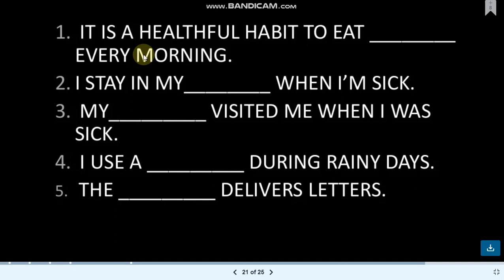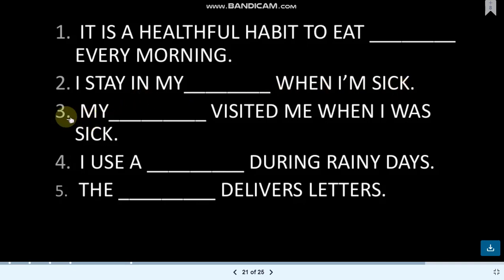Okay, assuming that 5 minutes is over, now let's answer number one. It is a helpful habit to eat dash every morning. What do you think is the best answer for this? Yes, good job, breakfast. So it is a helpful habit to eat breakfast every morning. Good job. Now let's answer number two. I stay in my dash when I'm sick. What do you think is the best compound word here? Very good. I stay in my bedroom when I'm sick.